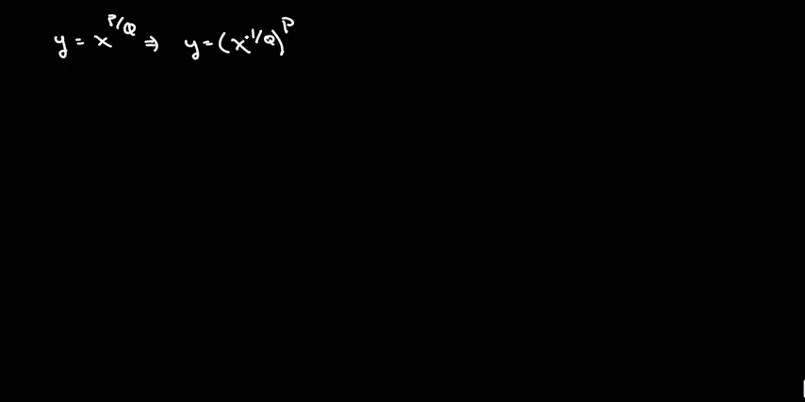Okay, so now what we'll do is we will take the derivative of this. So this implies that dy dx is equal to d over dx of x to 1 over q to the p. Okay, so what we're going to do is the chain rule here, because we've got a function embedded within another function, right? So we have composition. So I'm going to take the derivative of the larger guy, the outside guy right here.